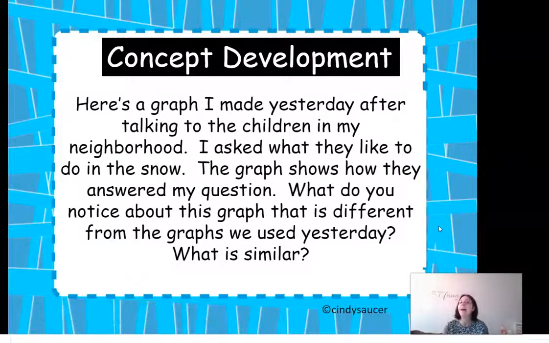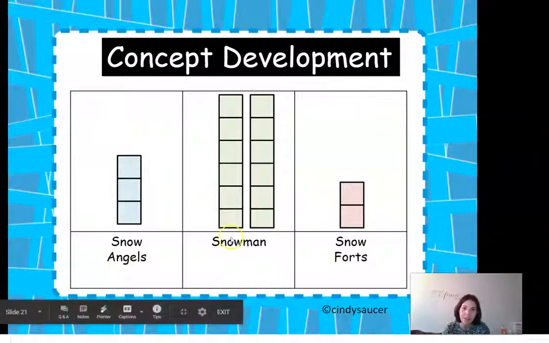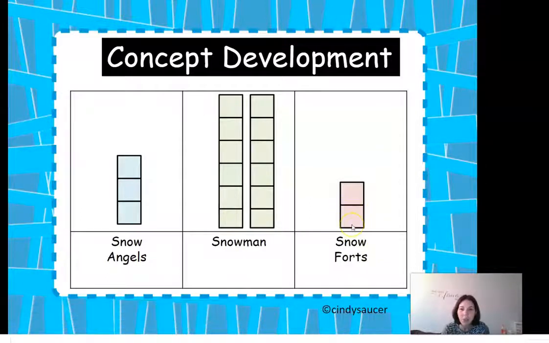So we made a graph, I made a graph. After talking to the children in my neighborhood, I asked them what they like to do in the snow. The graph shows how they answered my question. Let me show you the graph. So this is how they answered. We have snow angels, building a snowman, and building snow forts. Each little square represents one person's vote.